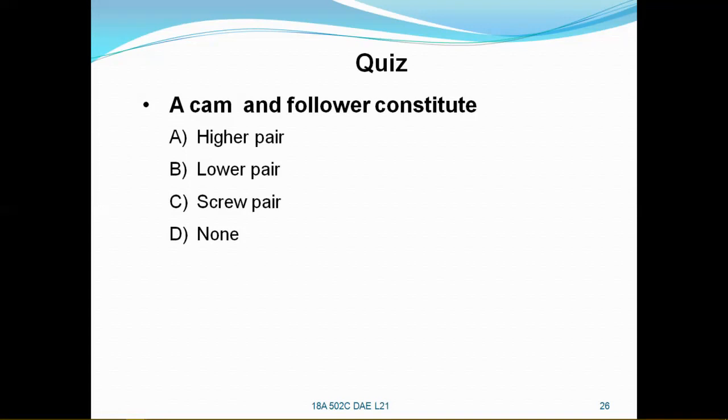So in the cam and follower mechanism, they will have either point contact, and in case of disc cams, it may have line contact also. That's why it is a higher pair. So the right answer is higher pair.